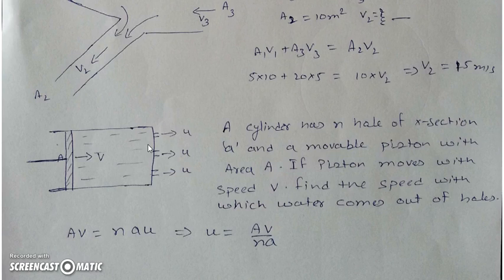Again, using the equation of continuity, the amount of flow shifting this side must be equal to the amount of flow leaving through all these holes added together. So A V, the rate of flow from this side, must be equal to n times, because there are n holes, the rate of flow through each hole. So we can get the value of u as capital A V by n small a.